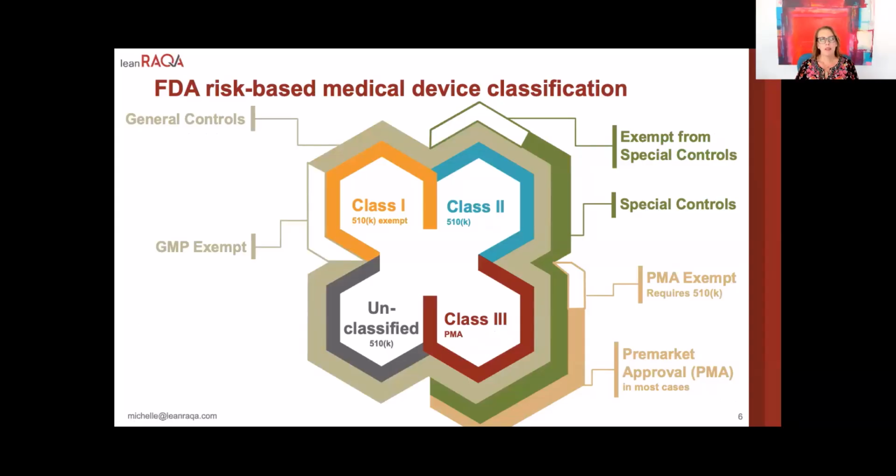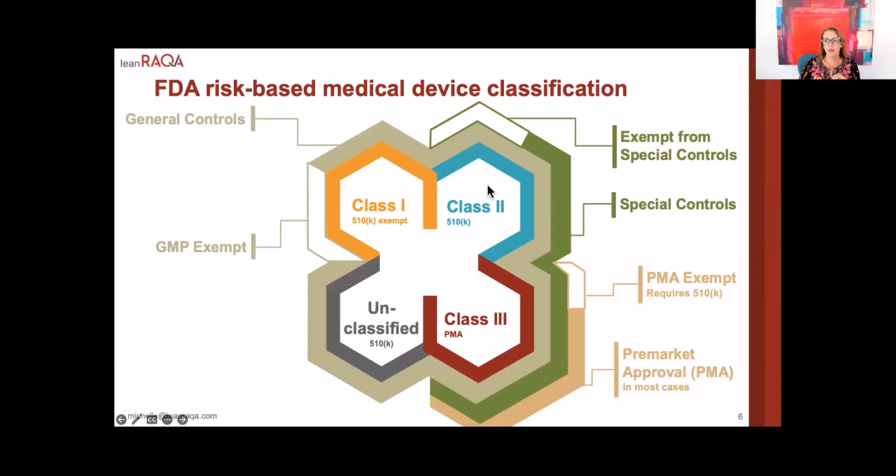So there are a variety of different controls that are applied regardless of the classification of the product. The base level of controls is called general controls. And for every set of controls there will also be a set of corresponding exemptions. So the general controls apply to every product classification, including the unclassified products. These include things like establishment registration and listing and some very basic quality management system requirements.